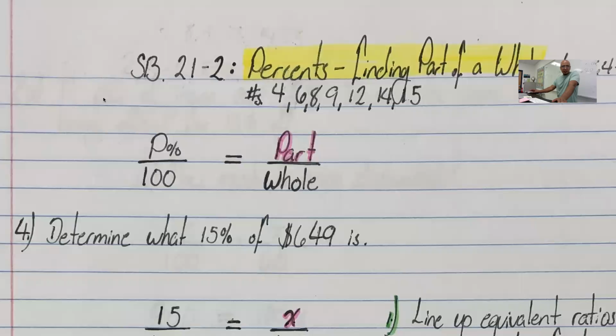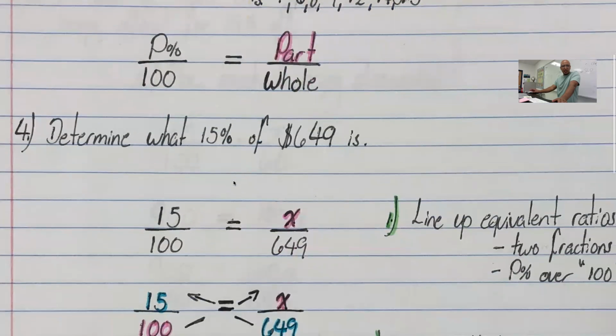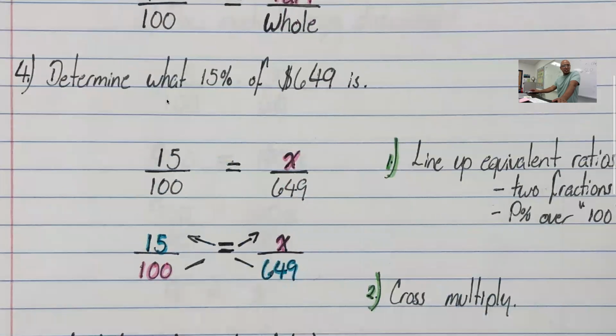Now, having said that, now that we're using the same model, how is today's lesson any different than what we did last time? Well, let us observe that with this problem. This is number 4. This is the first one from your assignment today. It simply says, determine what 15% of $649 is.